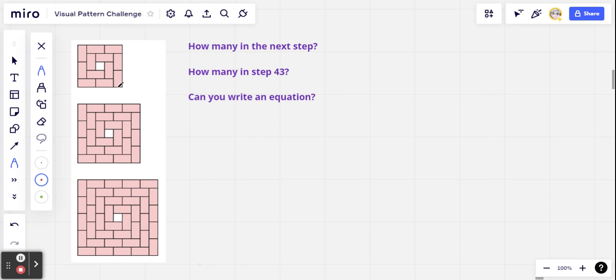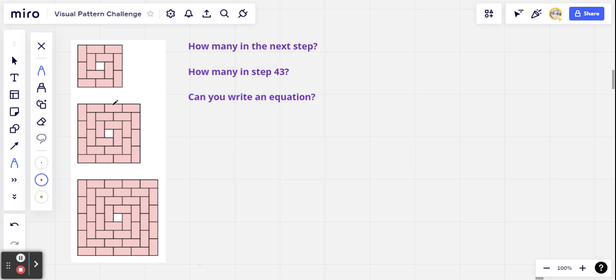Here's our pattern today. Here's step 1, here's step 2, here's step 3, and your challenge is to figure out how many bricks are in step 4. This is a tough one. If you can figure that out, can you figure out how many in step 43? And could you write an equation that could be used to express the number of bricks in any step at all? That's the challenge today. If you'd like to accept it, pause the video and see how far you can get.